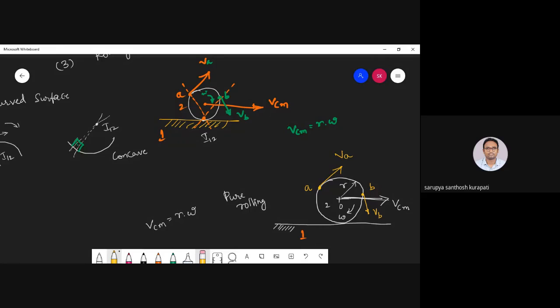So what I'm going to do is draw perpendicular lines with respect to these velocity vectors. I'm using my hand, so some problems will be there. Okay, so this is some velocity vector.